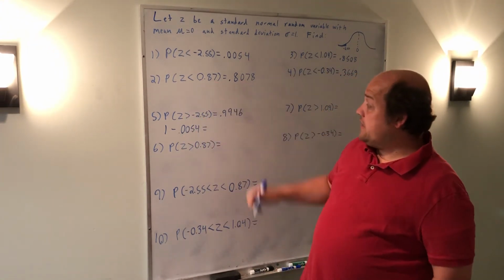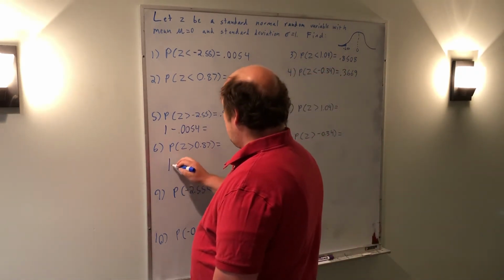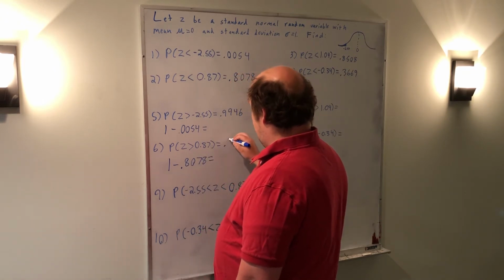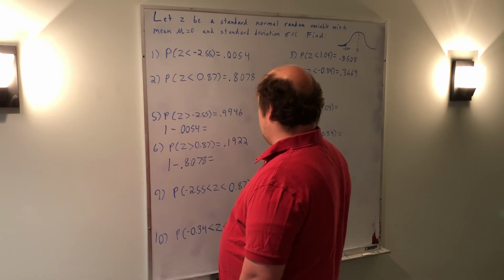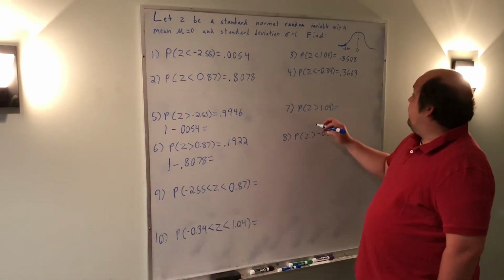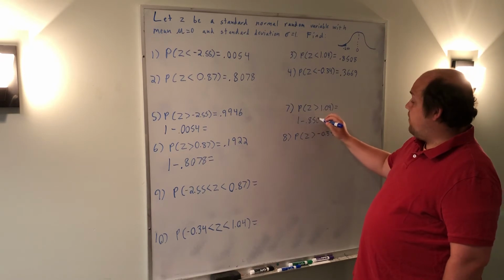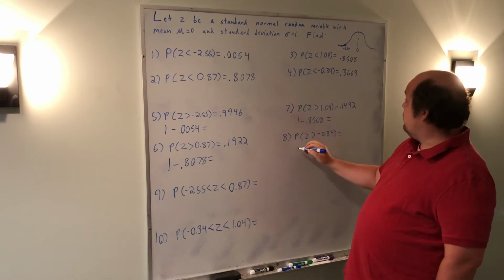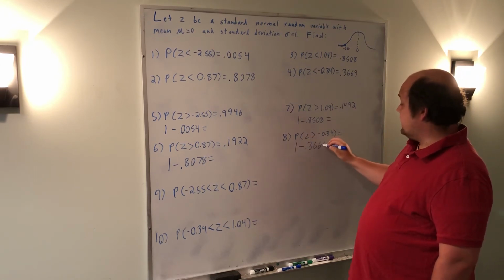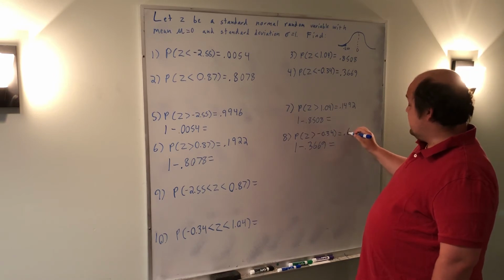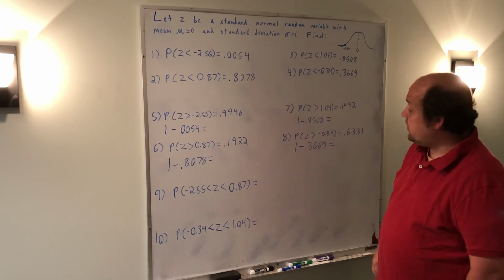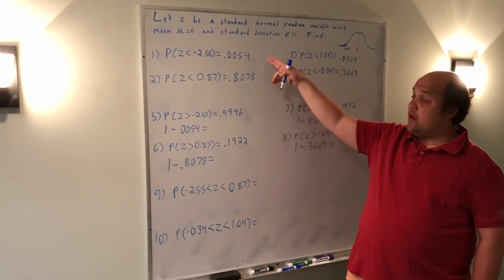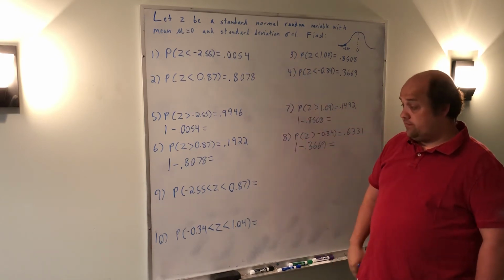If I do the same thing with the table entry for 0.87, 1 minus 0.8078 is going to give me 0.1922. If I do it for 1 minus 0.8508, that's going to give me 0.1492. And if I do it for 1 minus 0.3669, that's going to give me 0.6331. So again, less than, I'm just looking it up in the table. Greater than, I'm taking what I looked up in the table and doing 1 minus that value.